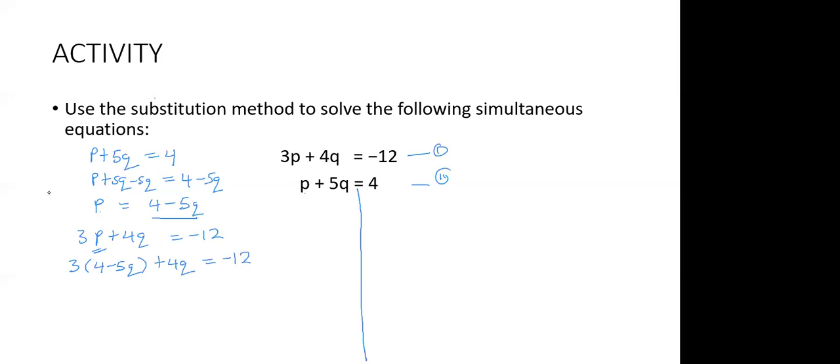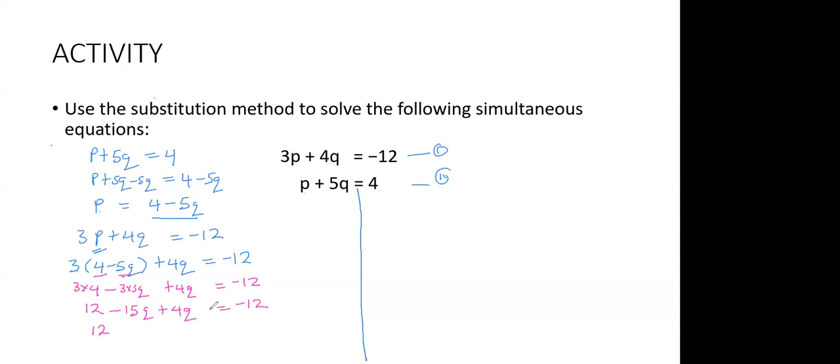Then the next step is for you to open very well. This 3 affects every digit inside the brackets. So this is like 3 times 4 minus, this 3 still multiplies the 5, 3 times the 5Q, then plus the 4Q is equal to negative 12. So 3 times 4 is equal to 12 minus 15Q plus 4Q is equal to negative 12.